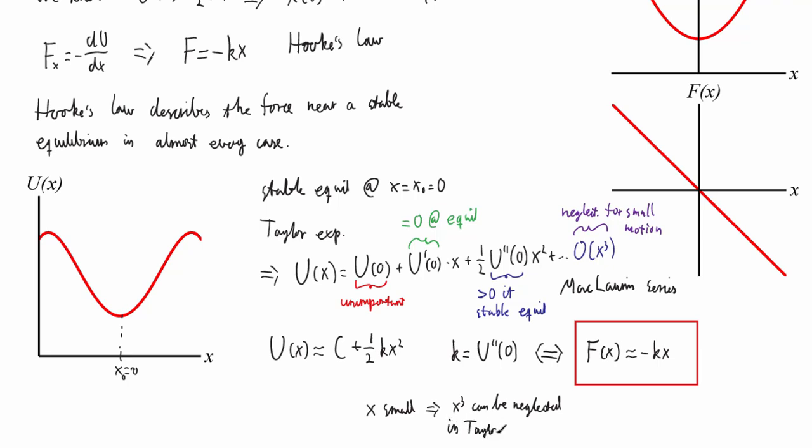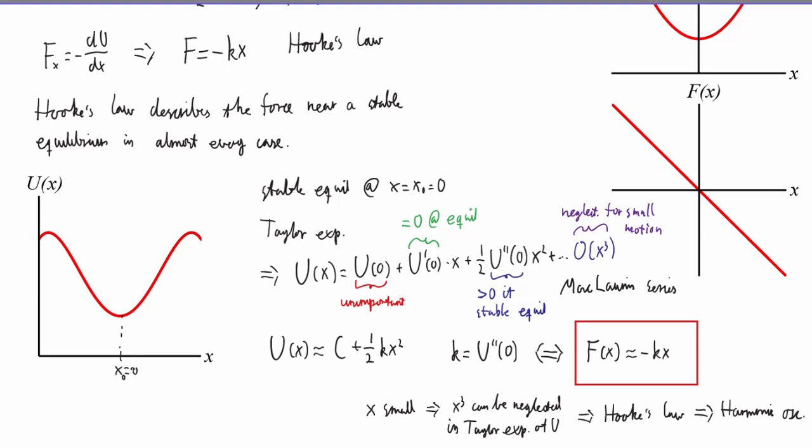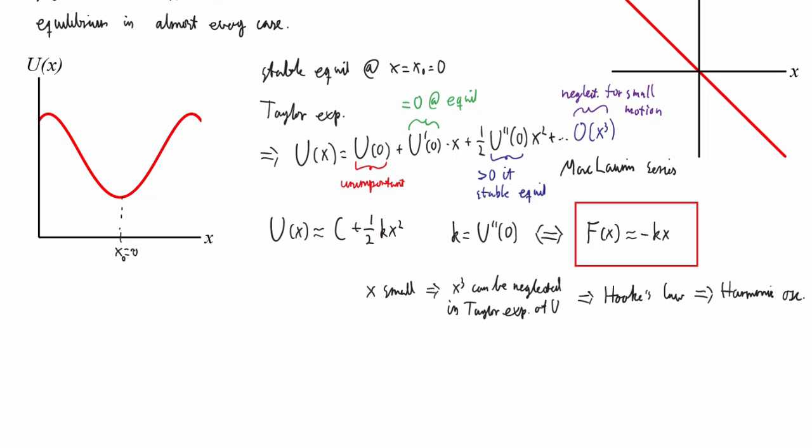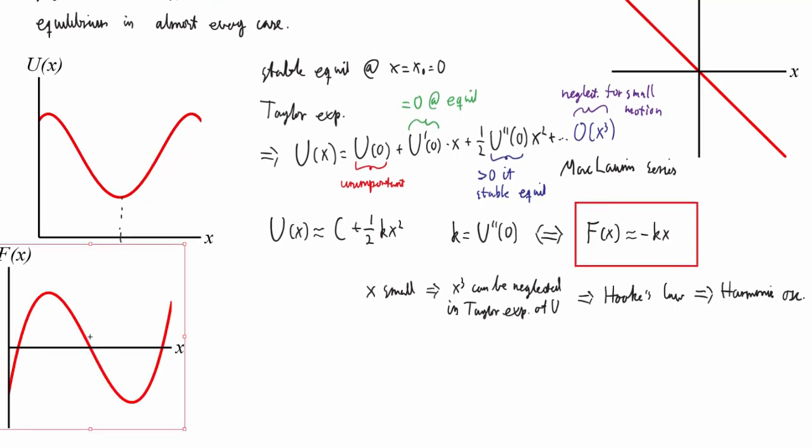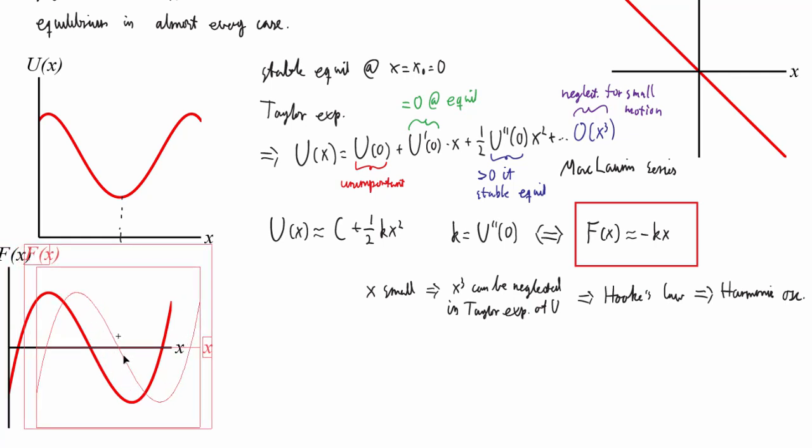In the Taylor expansion of u. And that gives us Hooke's law, which, as we know, gives us harmonic oscillation. We can see this graphically as well. If we just plot the force, which we find by taking the derivative of the potential with respect to position.